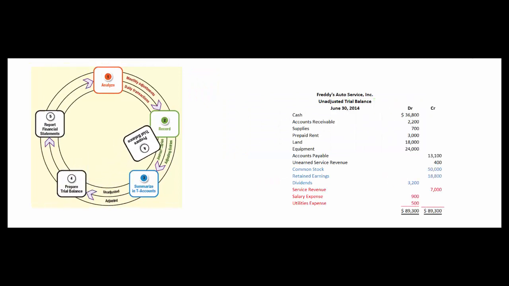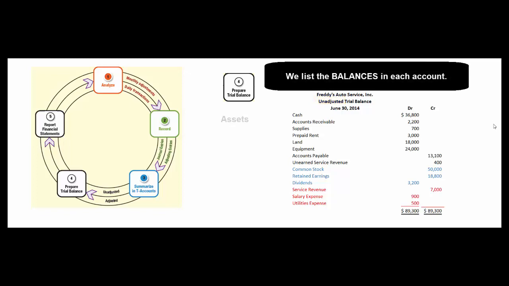The next step in the accounting cycle is to prepare a trial balance. This first one we do is an unadjusted trial balance. We list the balances in all our accounts in a very special order. Assets, liabilities, equity accounts, revenue, and expenses. I put the equity accounts in blue font and the revenue and expense accounts in red font to help us remember that special order. Assets, liabilities, equity accounts, revenue, and expense accounts.